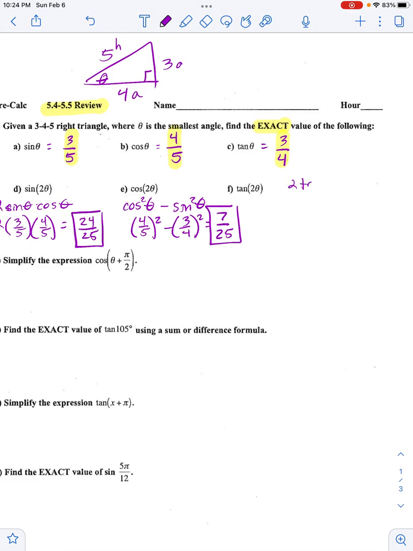And then my tangent for my double angle formula, when I look on the sheet, is going to take 2 times the tangent over 1 minus the tangent squared. So again, using the tangent from above, that's going to be 2 times 3/4 over 1 minus 3/4 squared.